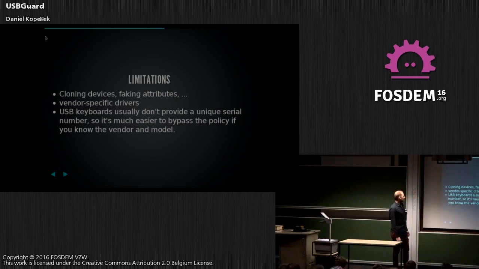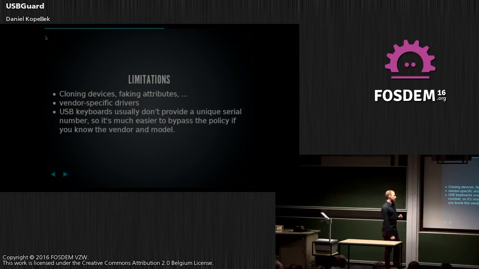Because usually USB devices do not export serial numbers. Thumb drives usually do, but USB keyboards, they are just empty, or they are the same for all the products of the company. They're just like 1, 2, 3, 4, just some value. So it's quite hard to distinguish two pieces of the same product from each other, from the point of view of USBGuard or of the kernel.